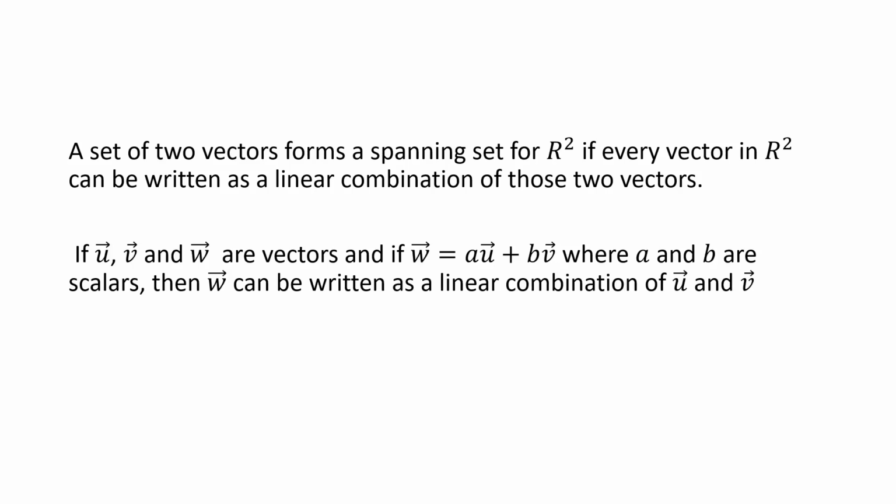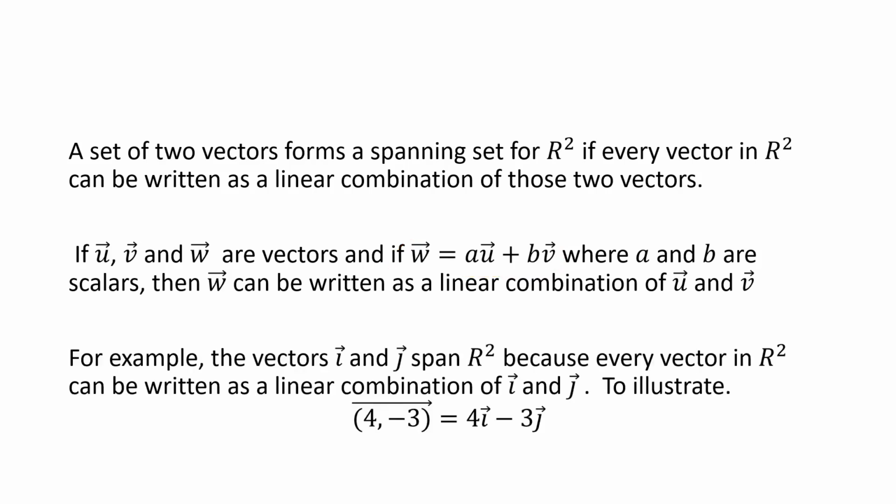This is what it means. If u, v, and w are vectors, and if w can be expressed as au plus bv, where a and b are scalars, real numbers, then w can be written as a linear combination of u and v. That is the linear combination right there. For example, we know the vectors i and j span R2 because every vector in R2 can be written as a linear combination of i and j. So, for example, (4, -3) is 4i minus 3j.